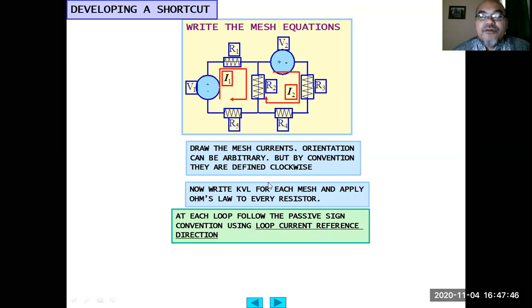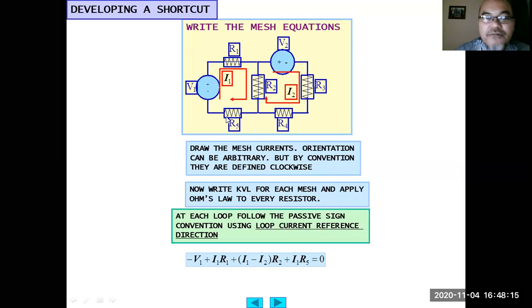And each loop follows the passive sign convention. As I mentioned earlier in the previous slide, you follow the passive sign convention. If the current is entering the positive terminal of that component, then you know the value of the voltage is positive. If it is entering the negative terminal, then you know the value should be negative. Using loop current reference direction.